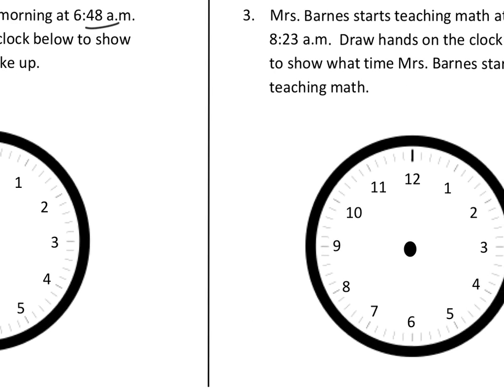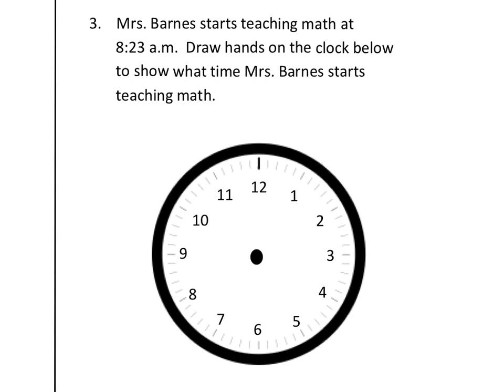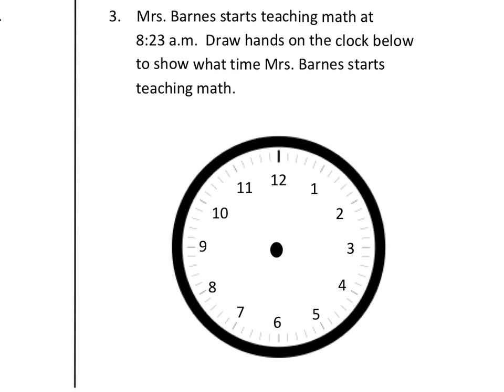So number 3, let's take a look at it. Mrs. Barnes starts teaching math at 8:23 a.m. Draw hands on the clock to show what time Mrs. Barnes starts teaching math. If you'd like to try that one, you can. Just push pause, and then you can draw the hands at 8:23, and then you can fast forward to see if your clock matches mine. So 8 means my hour hand needs to be in between 8 and 9. Maybe you've noticed a pattern that if my number's 8, it needs to be in between that number and the next number. So my hour hand is the short one, so I'm just going to draw it.